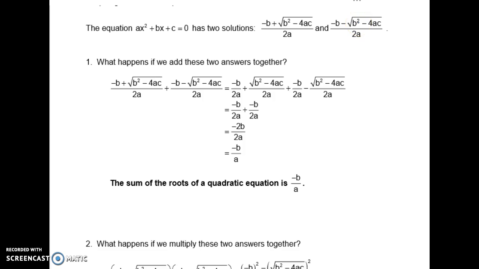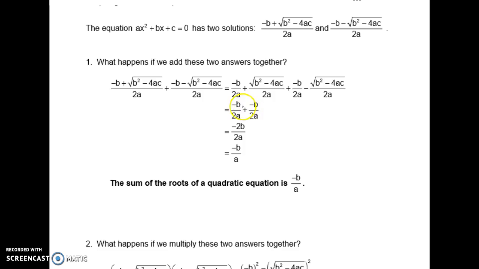If we were to add those solutions together, something cool happens. If we look at these two expressions right here, you'll notice that they're almost identical, but the only difference is we have a plus versus a minus. What that means is if I put these together, they have the same denominator, so the square root of b squared minus 4ac and the negative square root of b squared minus 4ac will cancel each other out. What we're then left with is negative b over 2a plus negative b over 2a.